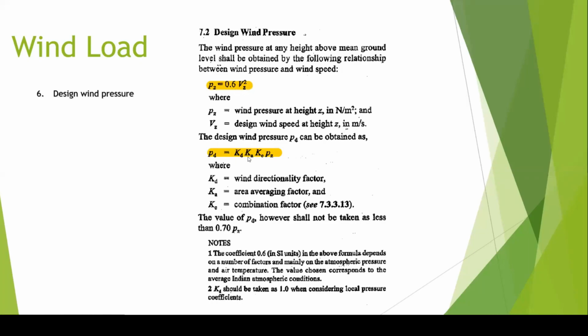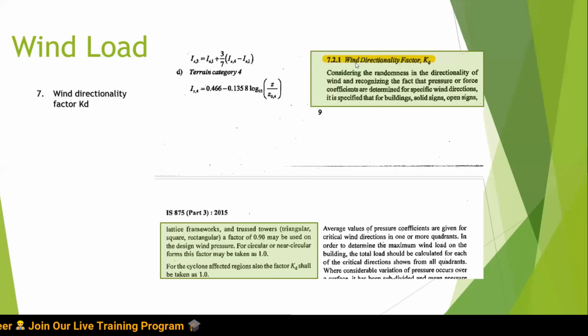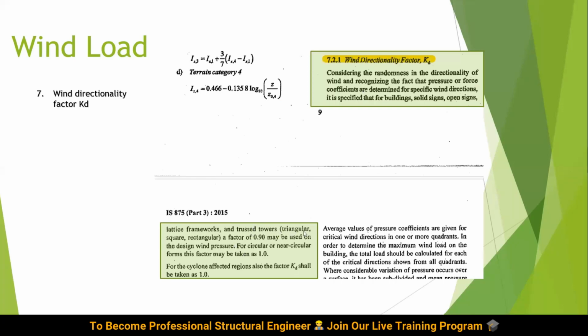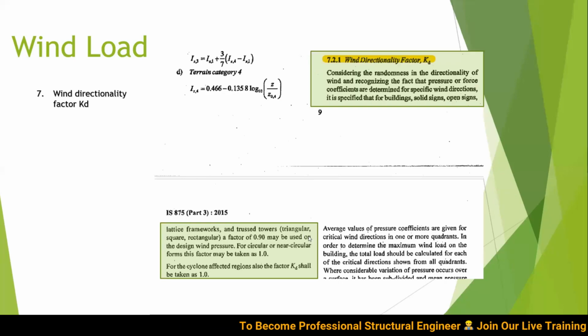Again, we have some factors Kd, Ka, Kc. These are wind direction factors, area averaging factors, and some combination factor. But this PD should not be less than 0.7 times my PZ. So 0.7 PZ is the minimum to which we can reduce our PZ to get the design wind pressure. Now the value of Kd is based on the shape of my structure. If the shape of my structure is triangular, square, rectangular, as in our case, then we have the factor of 0.9. If I have a circular building, then I have a factor of 1.